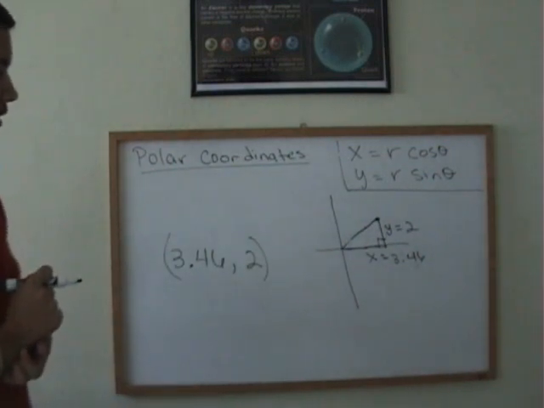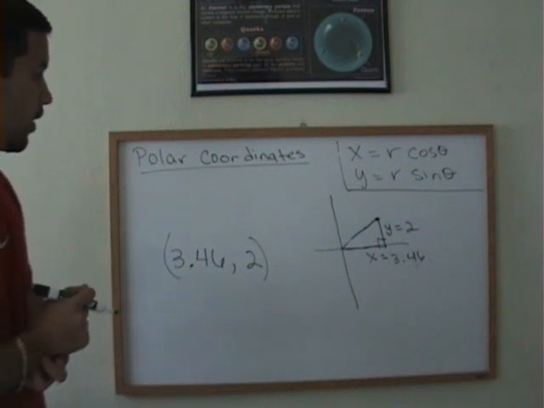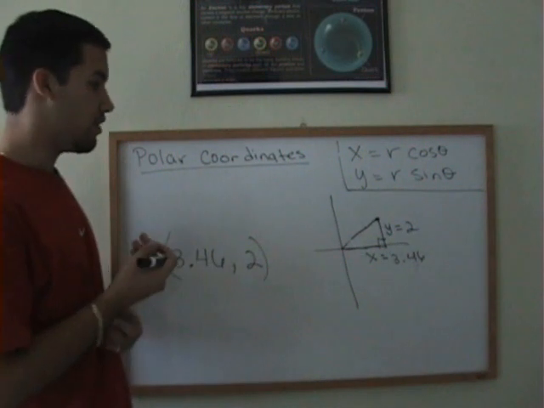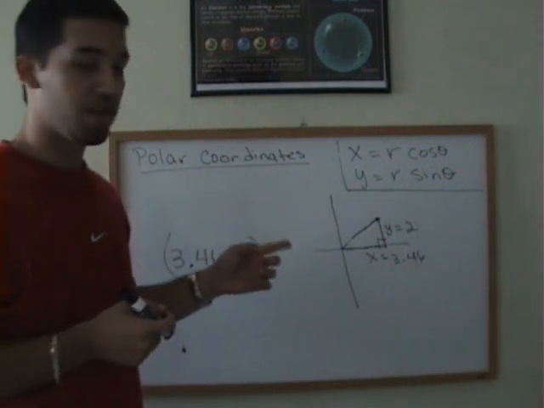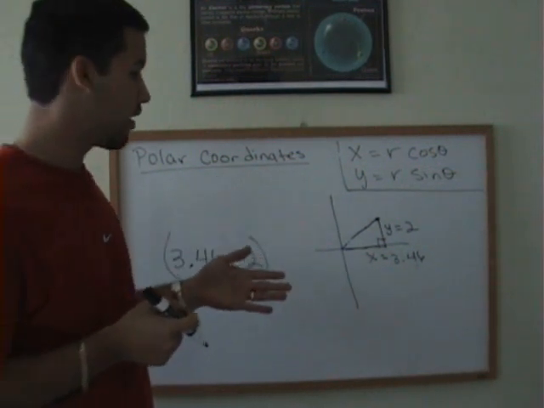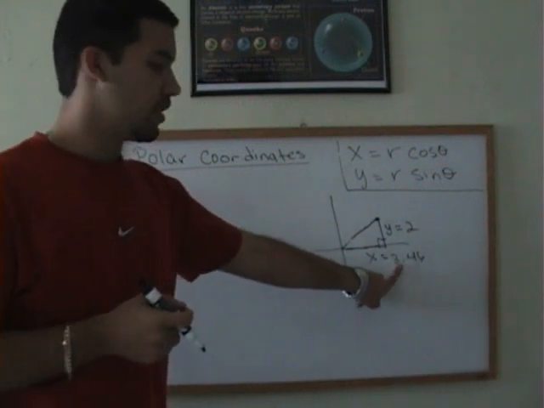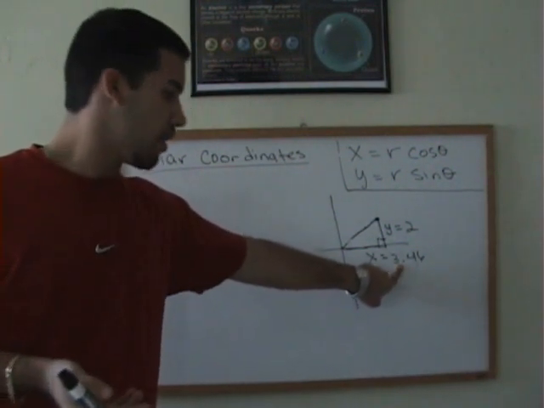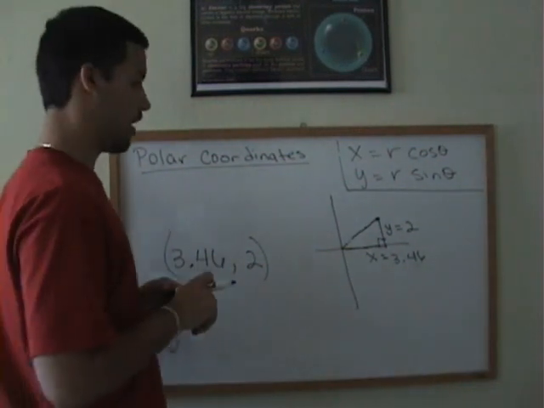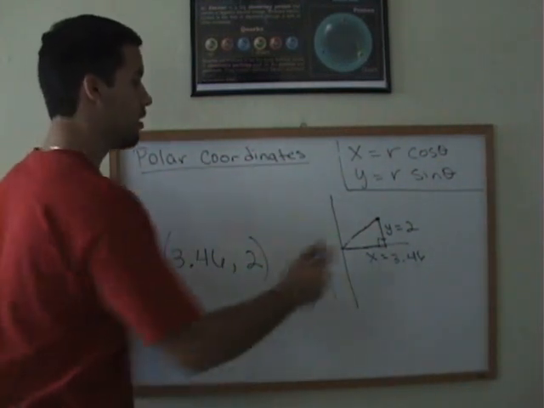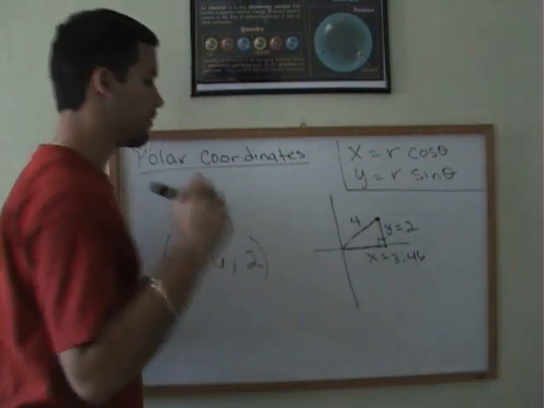So how do we figure out the polar coordinate? Well, we need an r. And r is another way of saying the hypotenuse. And because this is a right triangle, we can use Pythagorean theorem. So you're going to say 3.46 squared plus 2 squared is equal to c squared. Okay, and when you do all of that work, you should get 4.